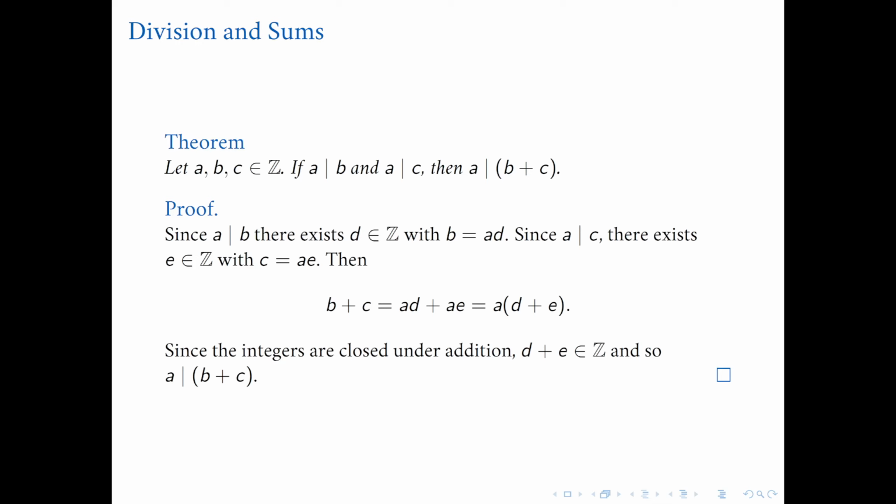Okay, let's prove our first theorem together. Our theorem says that if we have three integers, call them A, B, and C, and we know the first one divides the second one and the first one divides the third one, then it must be that the first one divides the sum.